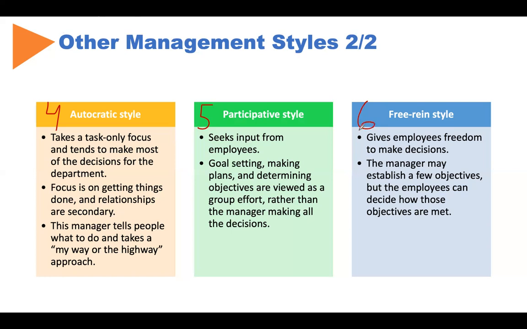Lastly, number 6 is the free rein style. This is on the other extreme from the autocratic style. This style gives employees freedom to make decisions completely on their own. They can do whatever they want to do when they do it, as long as the tasks get done. The manager may establish some objectives or goals, but the employee gets to choose how they meet those goals, how they do it. In other words, the leader here tends to be removed from the day-to-day activities, but tends to be available to help employees deal with any situation that may come up.